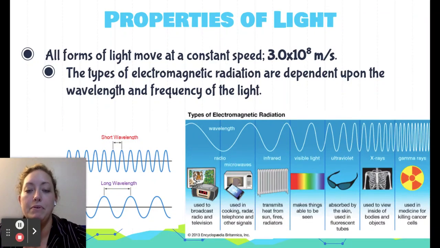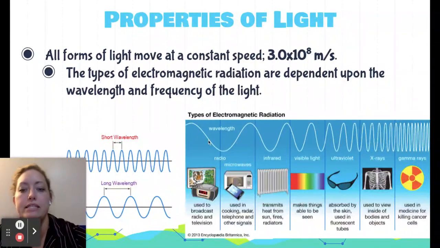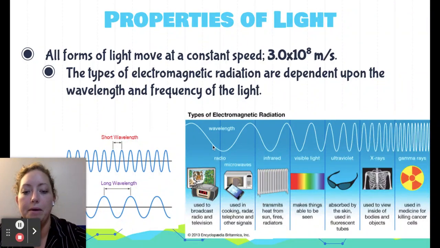So the type of electromagnetic radiation is going to be dependent upon the wavelength or the frequency. Like I talked about a second ago, if you have a short wavelength, that is high frequency, because the waves are occurring very quickly in a short amount of time. If you have a long wavelength, that's low frequency. So there are lots of different things that we can use different types of frequencies for. It's kind of cool.